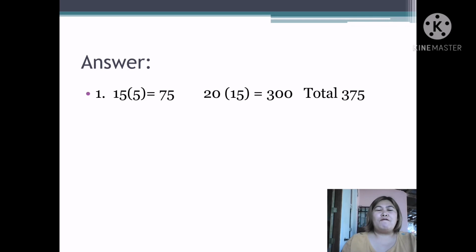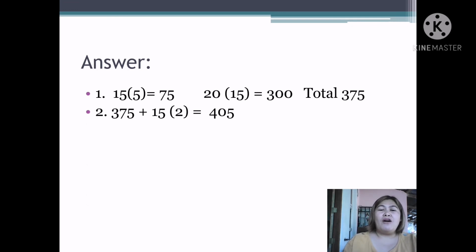Okay, so kindly check your answer. Our answer for the last activity is that for the first one, it is 75 pesos and the other one is 300 pesos. So the total is 375. And then the next one, if we add another 2 pieces of brand X, which is 15 pesos each, 15 times 2 is 30. So let's add that to 375. Therefore, the total amount to be paid by Jenny is 405. I hope you got the correct answer.